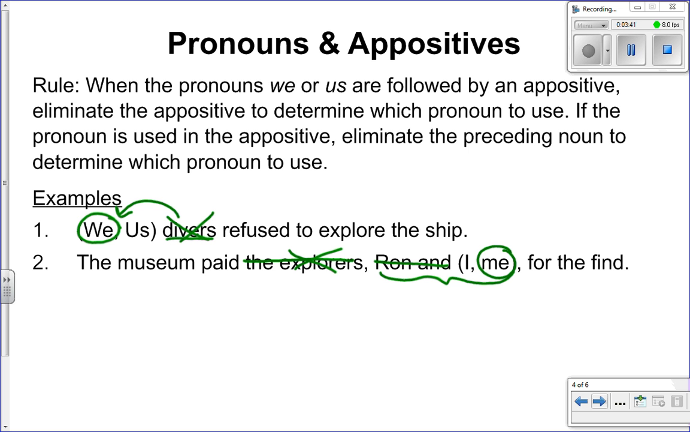It would be me. Now I know this is going to go against some really well-intentioned adult who told you that whenever it's a name and a pronoun, you always say I, but that well-intentioned adult was wrong. Sometimes it is supposed to be me, and we're going to talk about some more cases like that shortly.